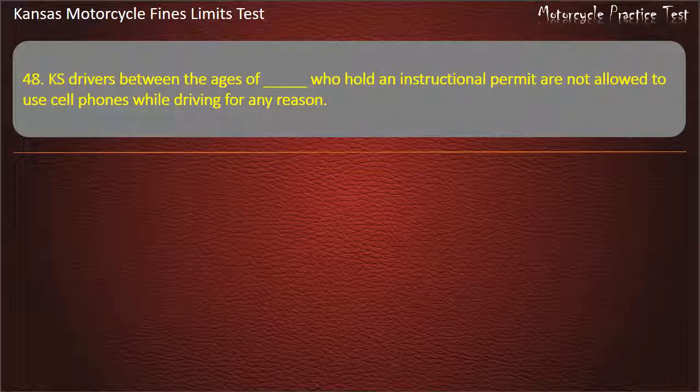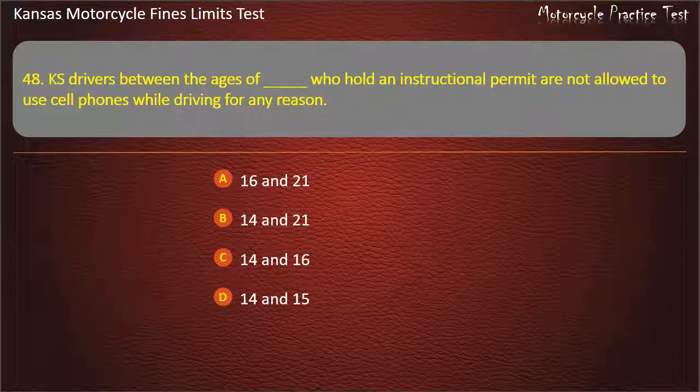Question 48. Kansas drivers between the ages of who hold an instructional permit are not allowed to use cell phones while driving for any reason. 16 and 21. 14 and 21. 14 and 16. 14 and 15. Answer. 14 and 16.